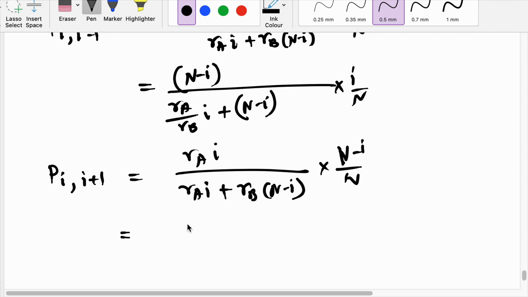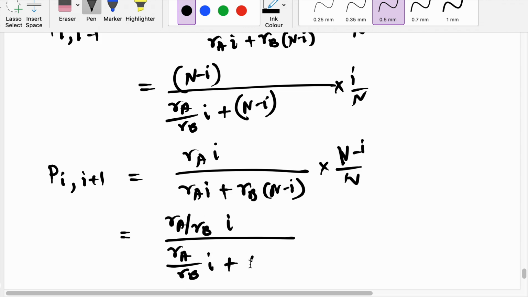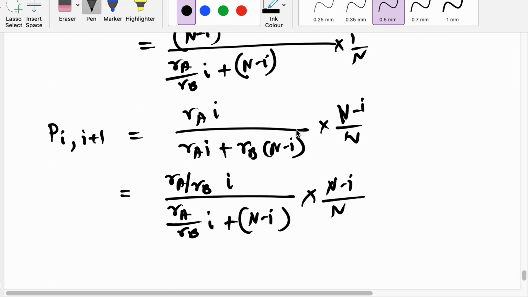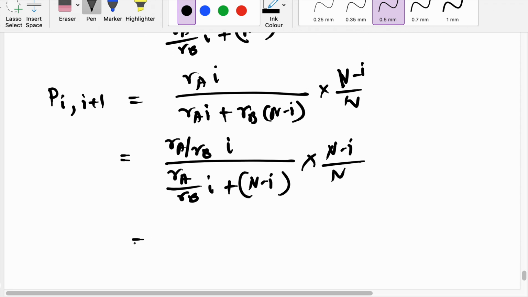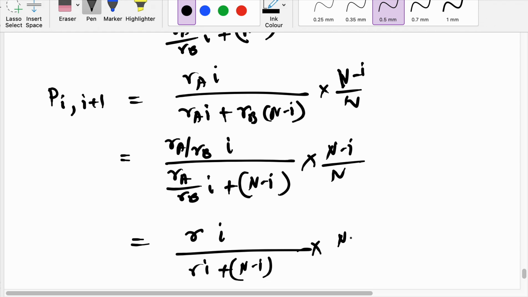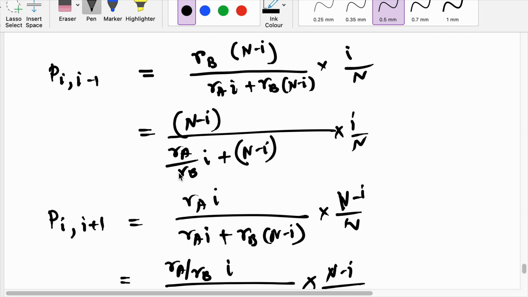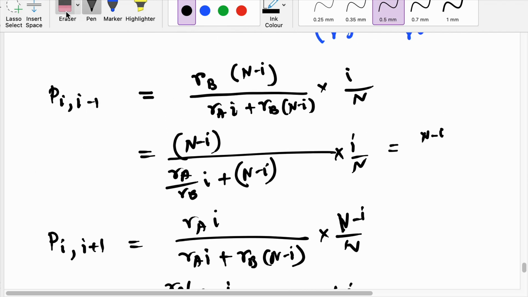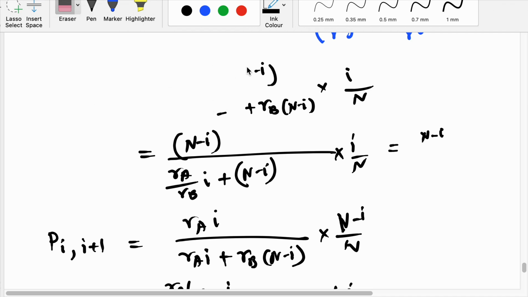Now you divide it by RB again. So RB will be 1. This will be RA by RB times i plus n minus i, over n. Now what we have taken is RA by RB equal to r. So that means r i by r i plus n minus i, into n minus i by n. Here RA by RB is exactly equal to r, so this is the same. Nothing will change, every result will remain the same. So that's why it doesn't matter.